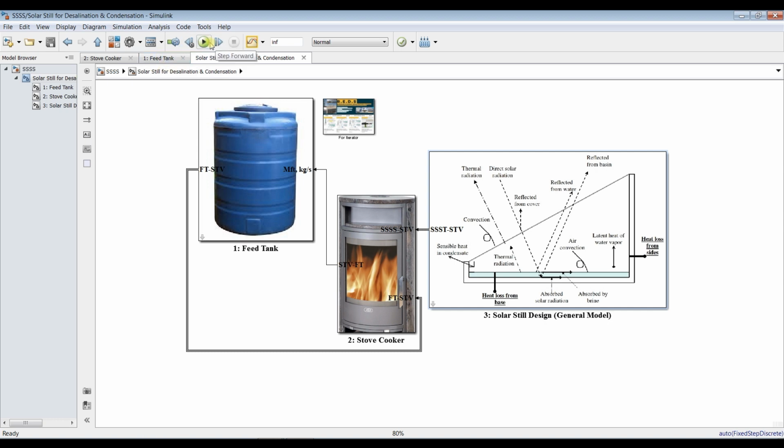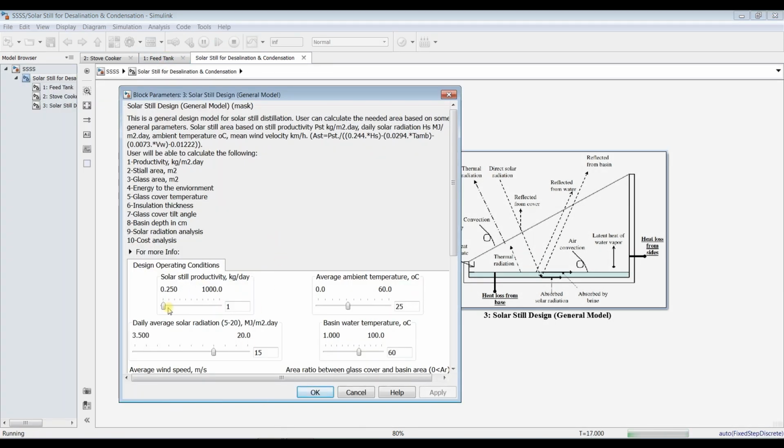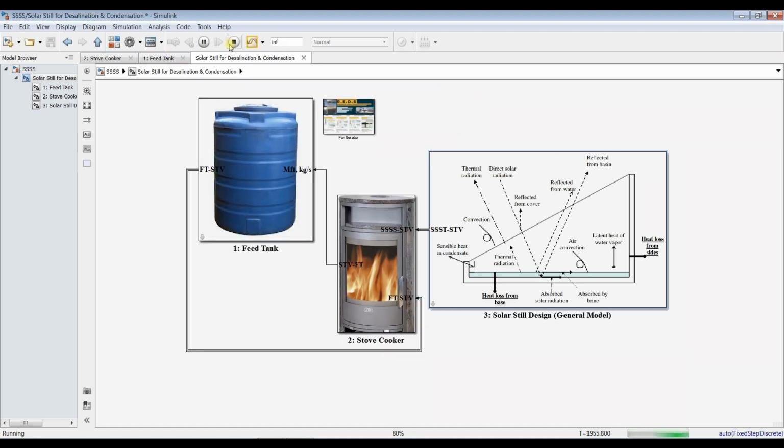Let's hit run and see what we can do. Let's hit run. Okay, let's increase. I would like to increase the productivity up to higher values. Let's go up to, for example, 400 or 500 liters per day. It's a plant. Okay, 500 liters per day. Hit okay, and stop, and let's go inside and see our results.